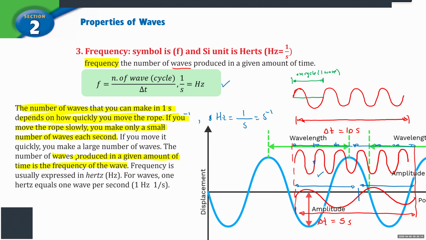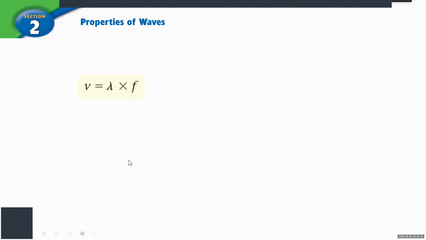The number of waves produced in a given amount of time is the frequency. The number of waves per unit time is frequency. Frequency is usually expressed in hertz. For waves, 1 hertz is equal to 1 per second. I explained this, so this is for information in your textbook.